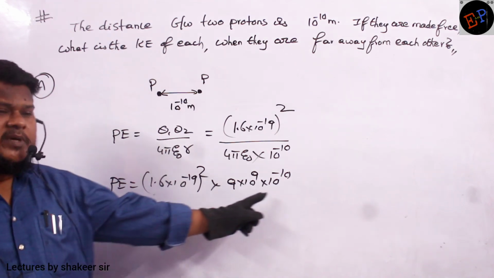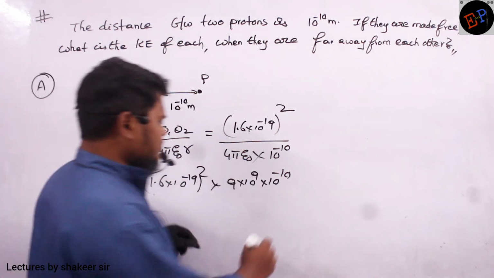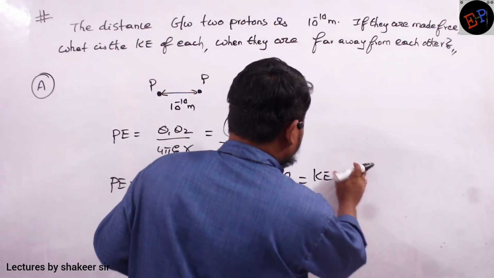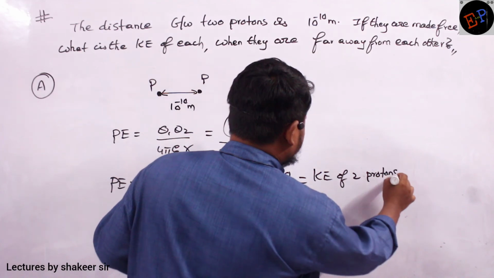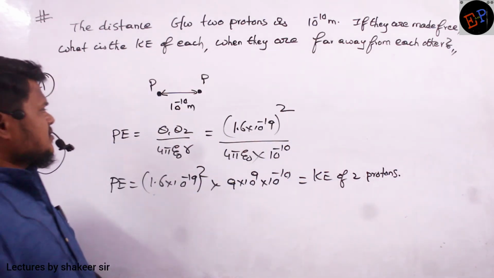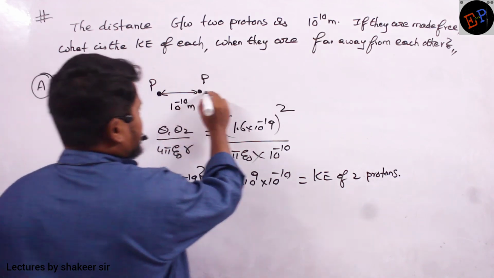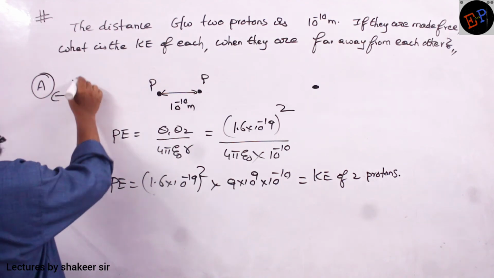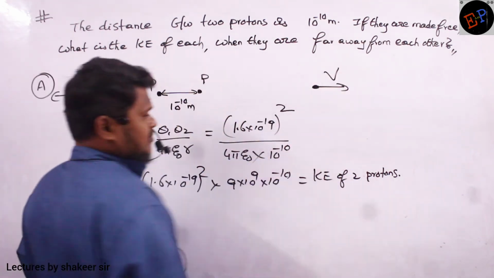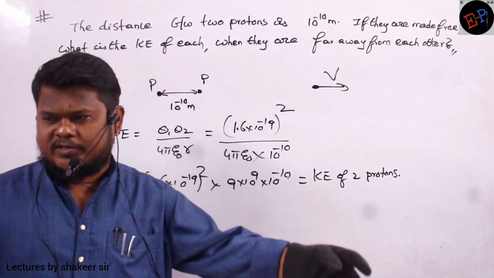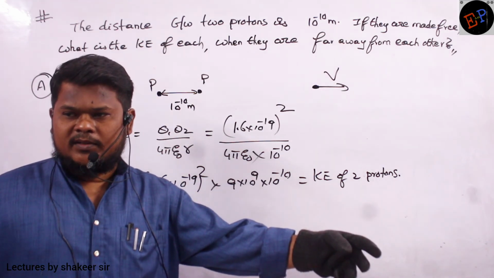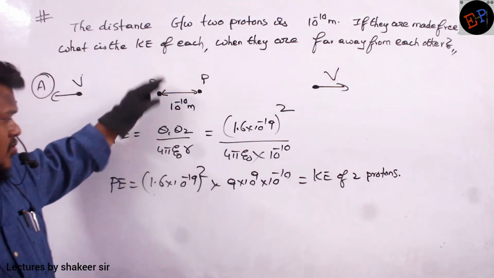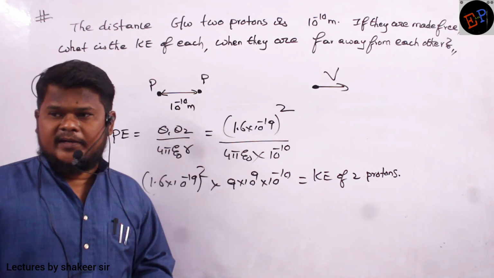Now this energy will be converted into what? It will be converted into kinetic energy of 2 protons. How many protons are there? 2 protons are there. For example, let us consider this proton has reached somewhere here, and the first proton has reached somewhere here. Here it will have a velocity of v, here it will have a velocity of v, when they are at infinite separation. Infinite separation means what? Now there is no force of attraction or repulsion between them. It means total potential energy is converted into kinetic energy.